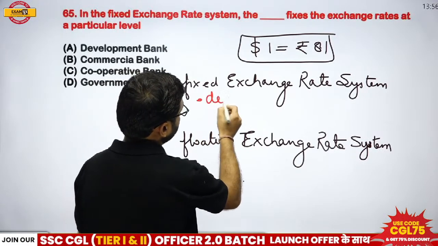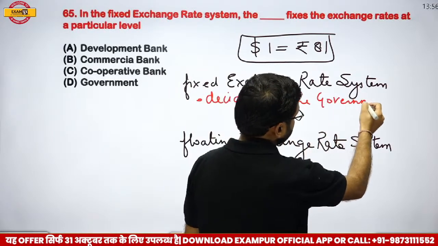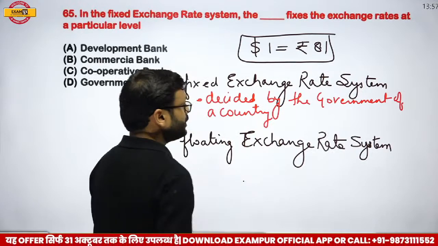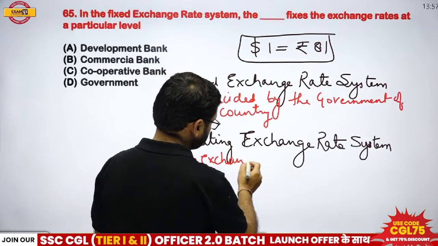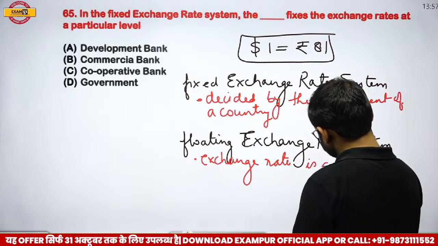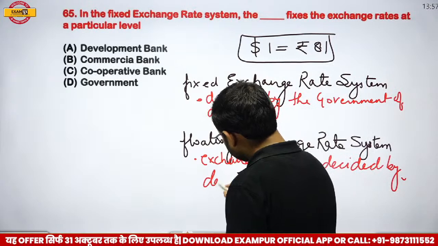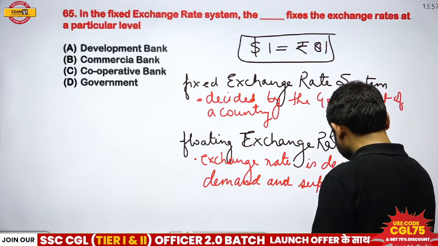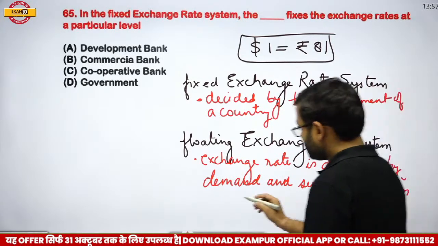It is decided by the government of a country, while on the other hand, in the floating exchange rate system, the exchange rate is decided by demand and supply of foreign currency.